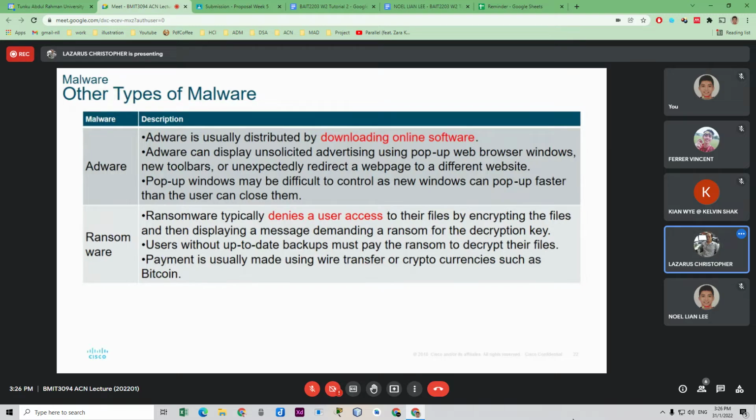Right, I talked about ransomware already. Usually they ask for cryptocurrency because it's very difficult to trace. This is quite recent, only during the last few years, because of the popularity of cryptocurrency.